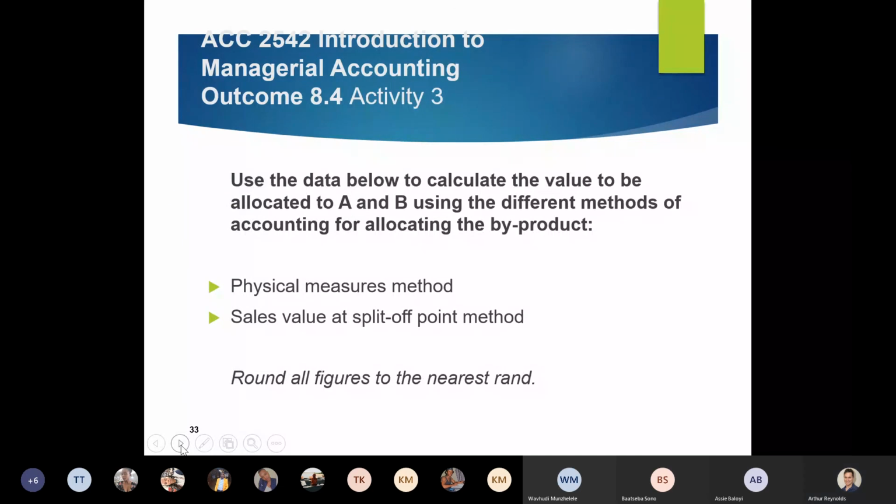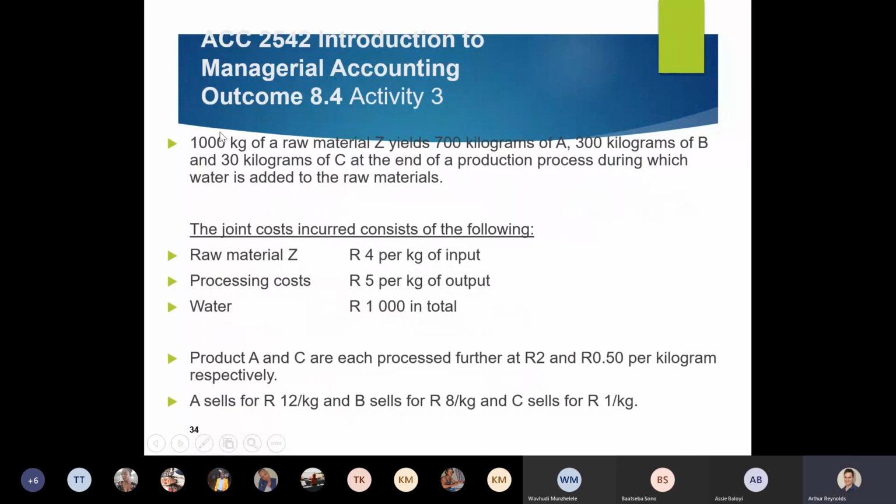Okay, so I'll give you an example. Here we are going to have products A and B, and there's going to be a byproduct coming from it. We're going to use the physical measures method and the sales value at split-off point method to calculate. Again, we've got 1,000 kilograms of raw material Z which gives you 700 and 300. So it's similar to the previous example.